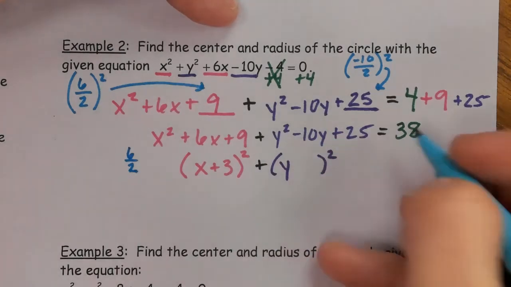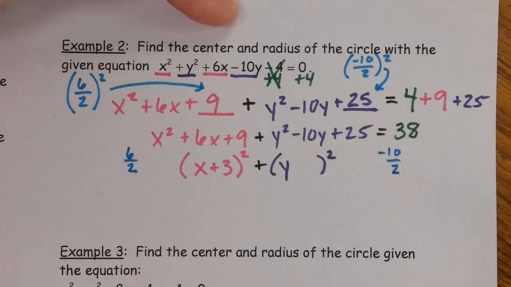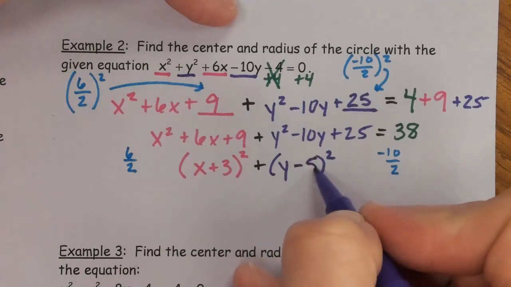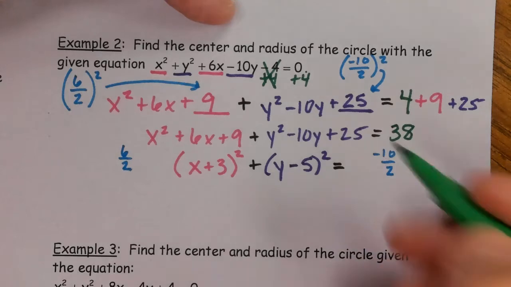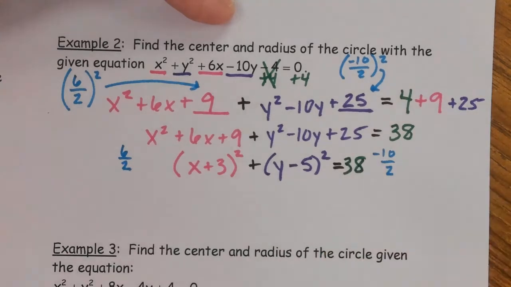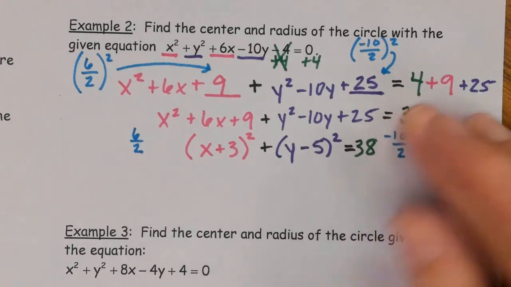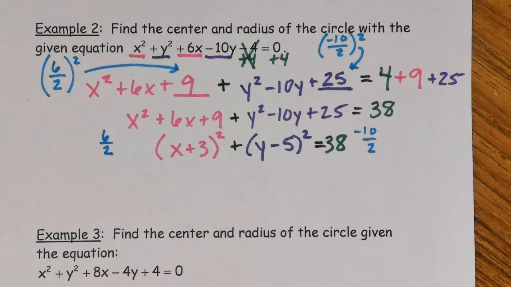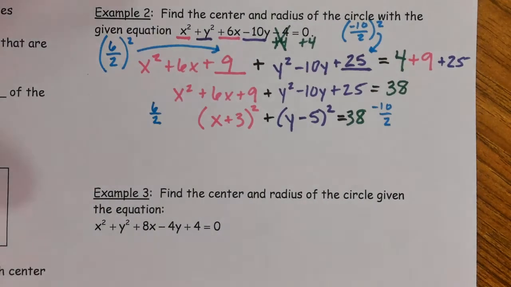Again, we're going to take that negative 10, divide it by 2. We're going to wind up with a negative 5. So that means a minus 5 here. And we set that all equal to that 38. Almost ran out of room there. So covering this up, we have our equation of our circle. So at this point, we can now figure out what our center is and what our radius is.